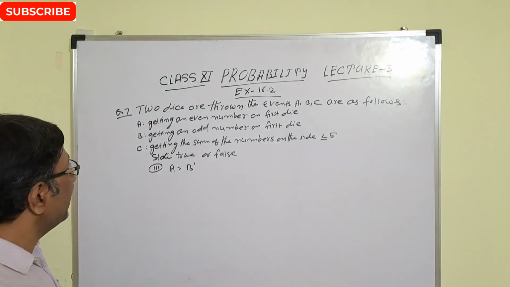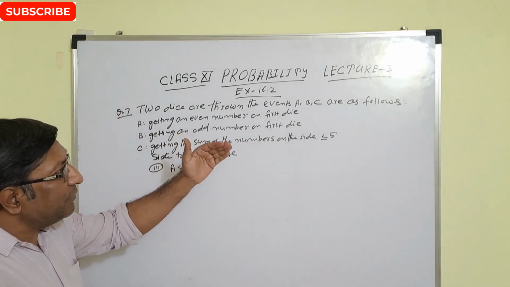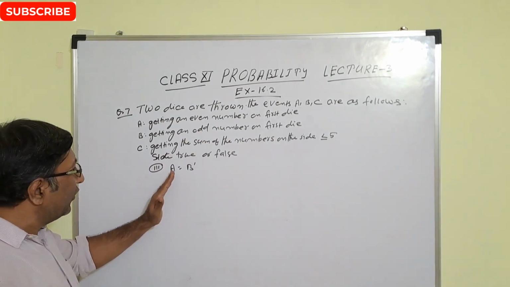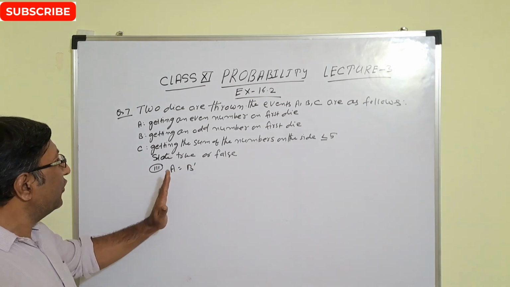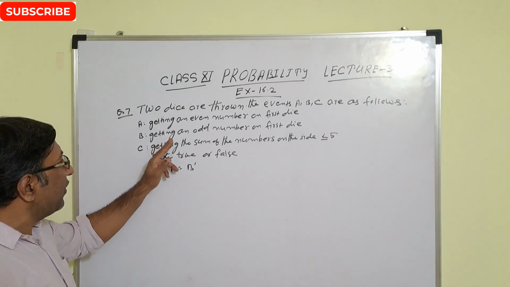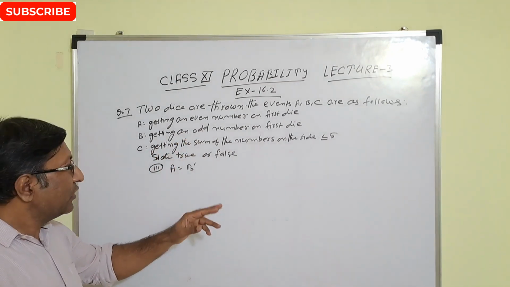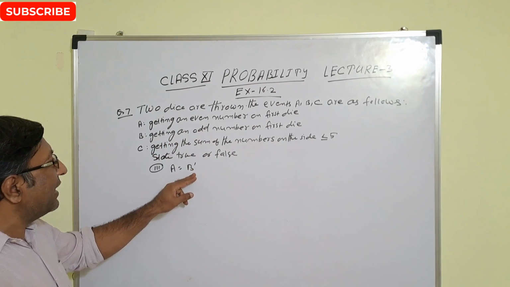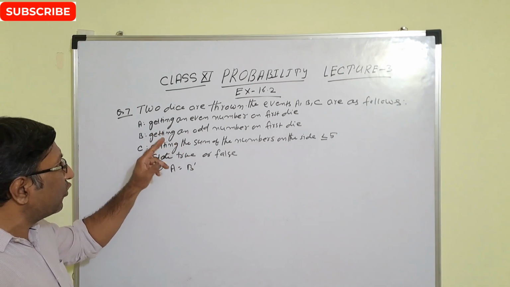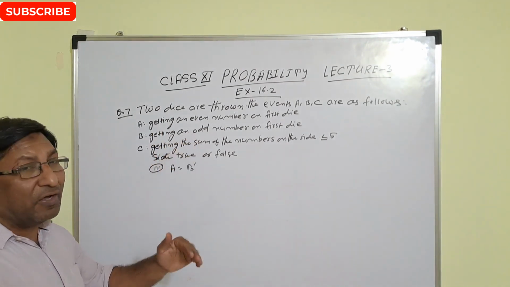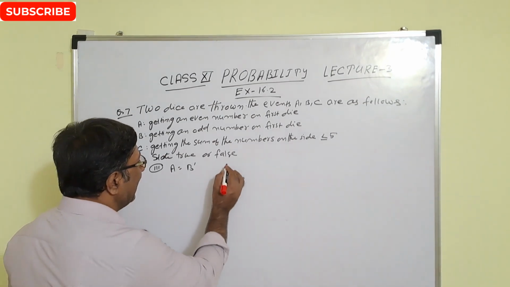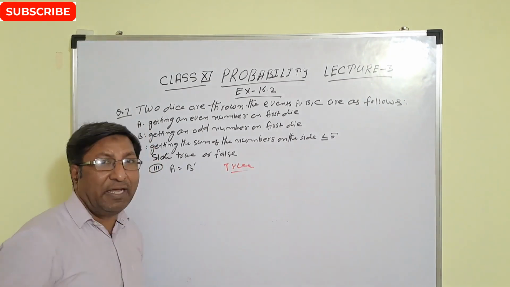The question. Question is, two dice are thrown, the events A, B, C are as follows. So state true or false. A equals B naught or B dash. So you see, what is A? Getting an even number on the first die, and B is what? Getting an odd number on the first die. So B naught means what? That is S minus B. S minus B. So S means total minus odd number on the first die. So A equals B dash is what? True. So our correct answer is what? True. True is the right answer.